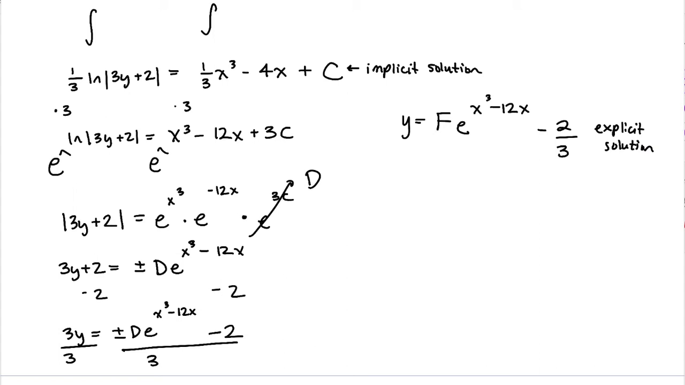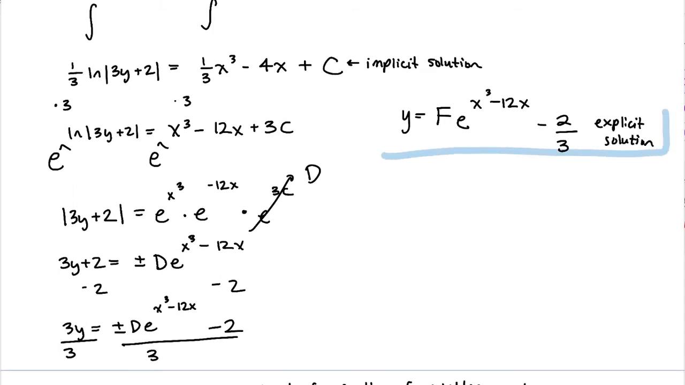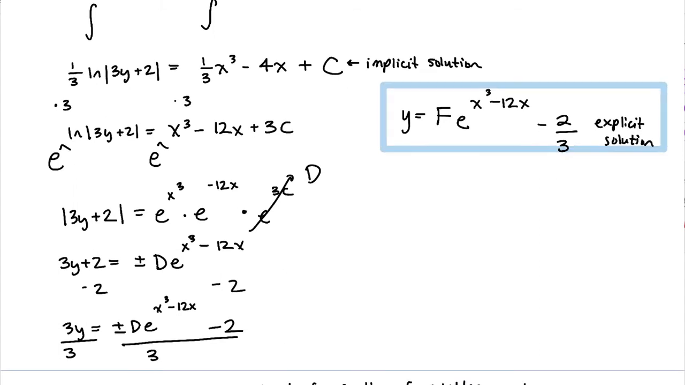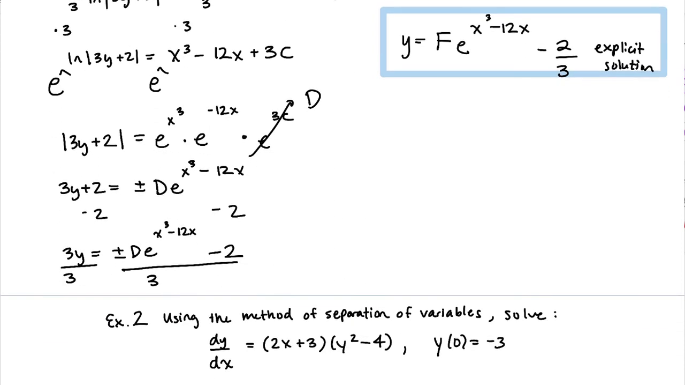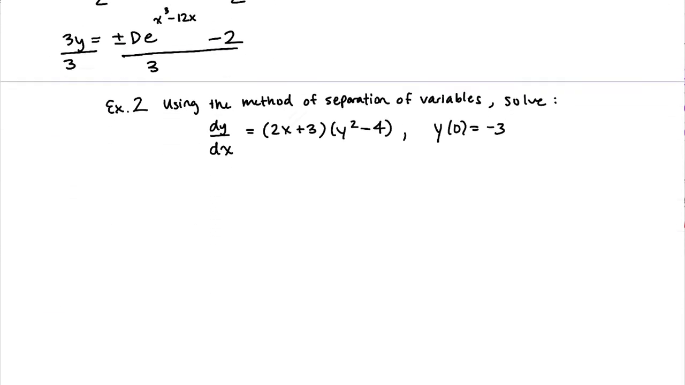And we'll still have that constant f because it's not an initial value problem, so we don't have enough information to solve for what f would be. Okay, let's take a look at another example.